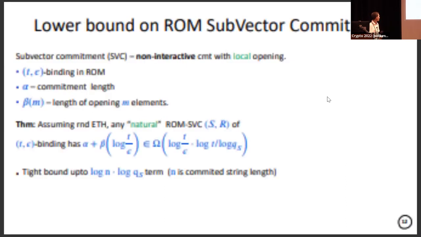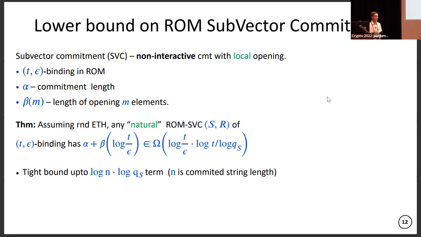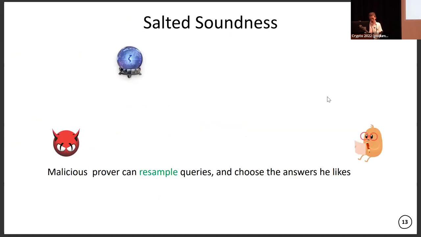Okay. And this is also tight, because we have Merkle trees and other constructions, like the construction in JSN you gave, which is a subvector commitment that almost matches this lower bound. And we prove it by showing that subvector commitment together with a PCP indeed yields a SNARK. So you compile it and then get a contradiction to the lower bound of SNARKs. Okay. So let's discuss salted soundness, because this is the new definition that is worth noticing.